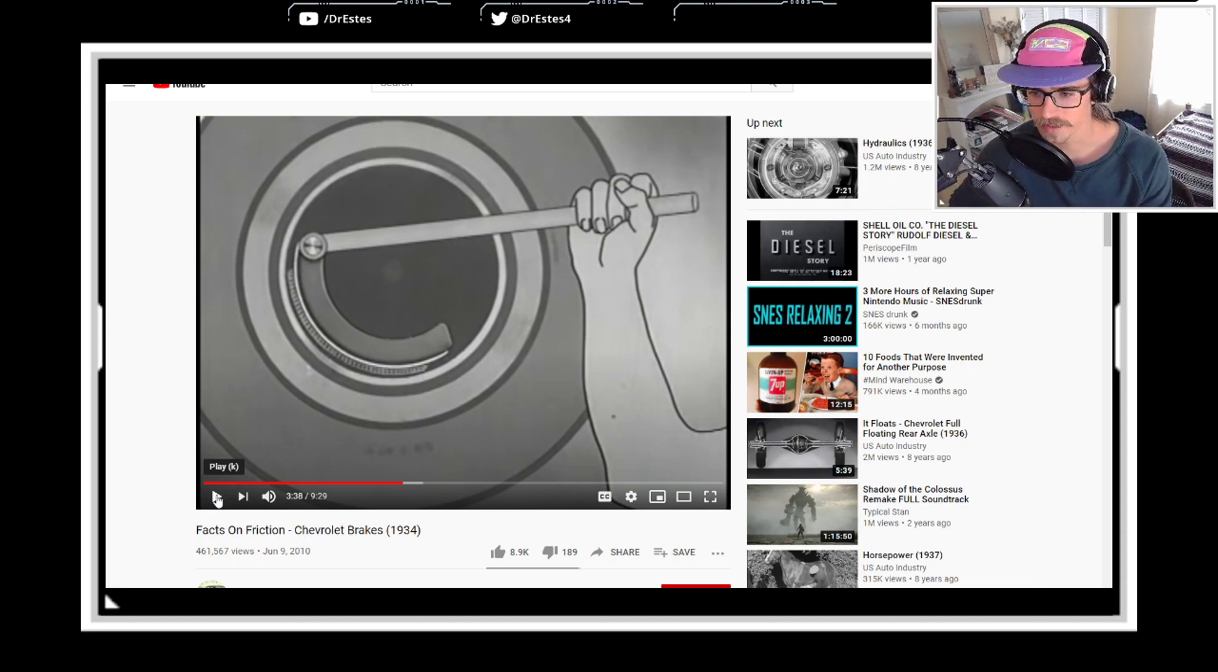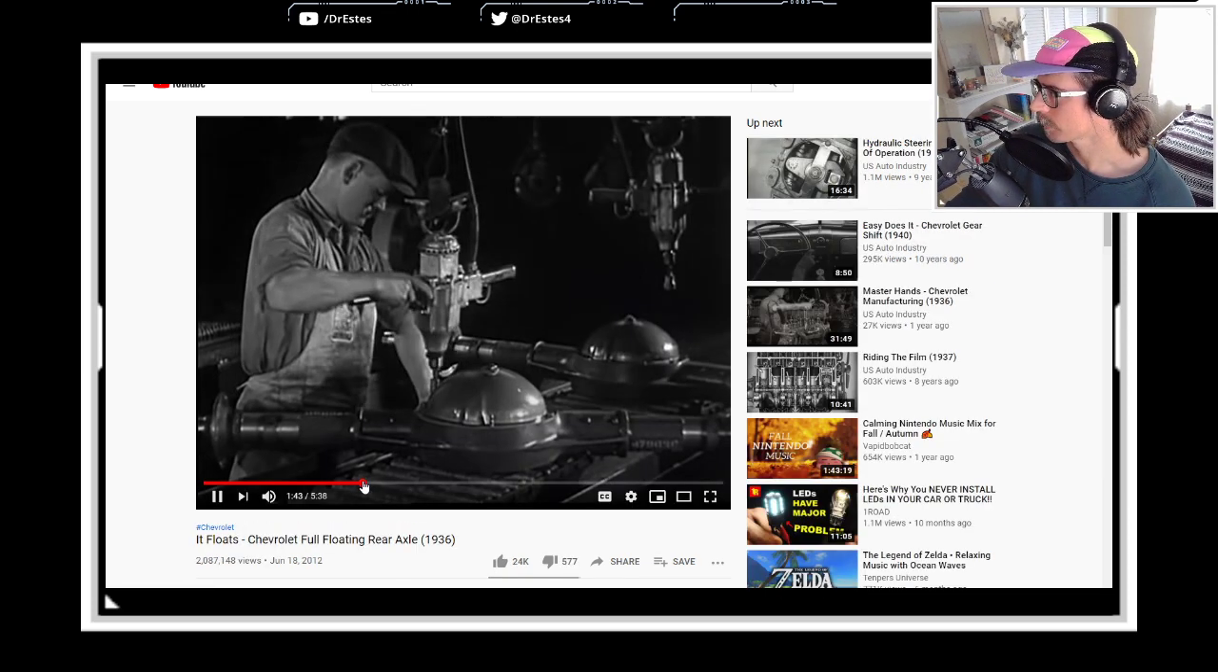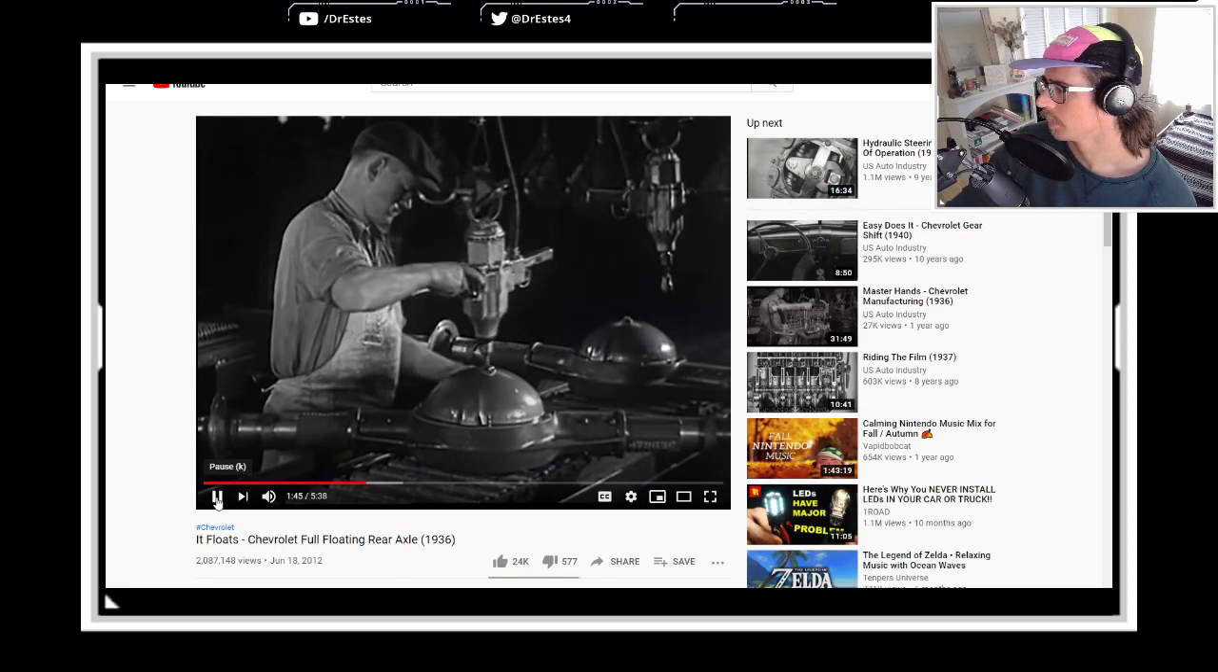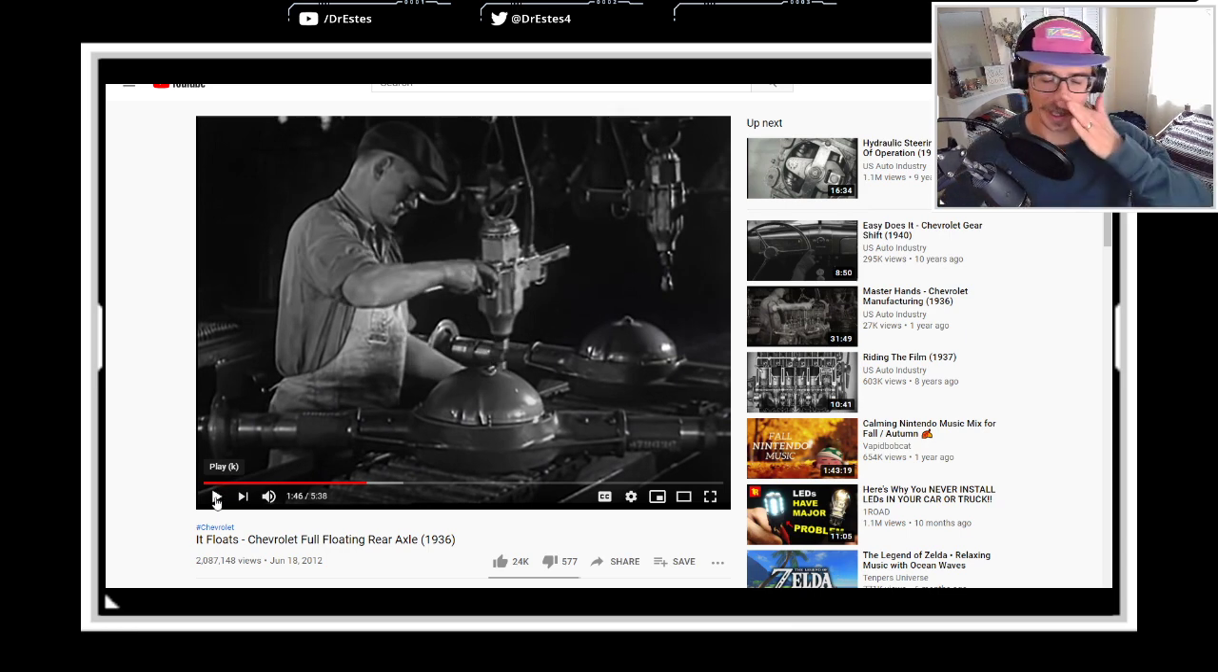Ben says, then it turned into hitting jumps with trucks, then hamsters driving. Yeah. Advertising has changed a little bit. Look at this. Floating rear axle. Oh, man. They're so good. And look at that guy's mustache, too. He has like this nice handlebar.